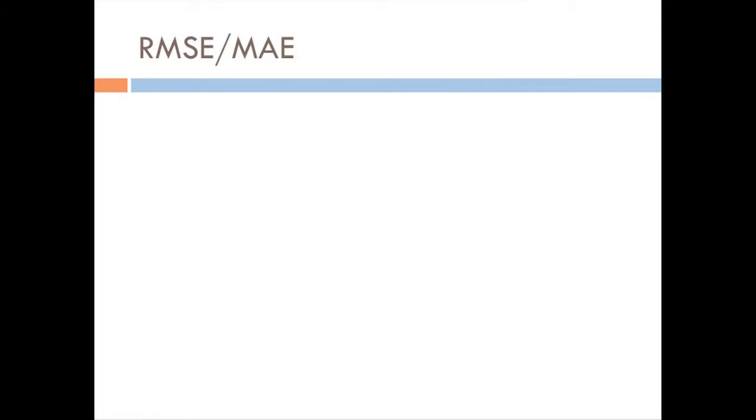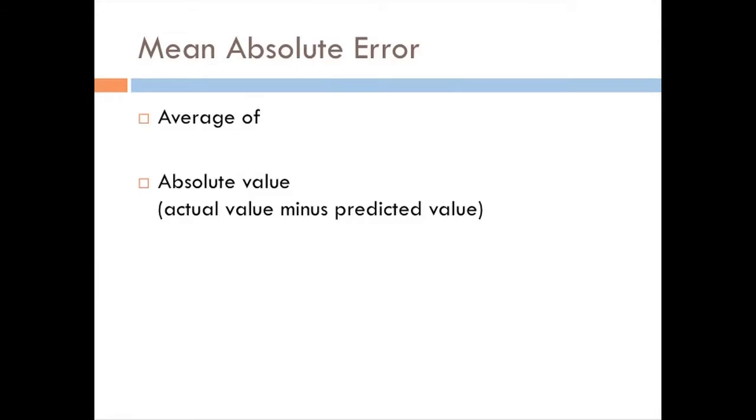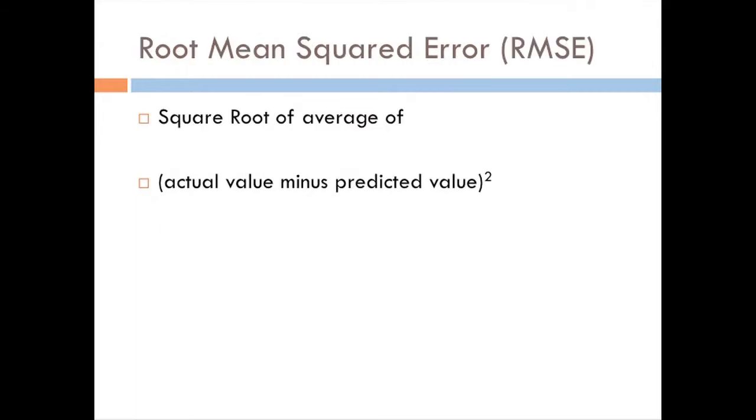Another pair of key metrics are RMSE, the root mean squared error, and MAE, the mean absolute error, sometimes also called the mean absolute deviation. The mean absolute error is simply the average of the absolute value of the actual value minus the predicted value. So in other words, for every data point, you take what the actual value was, and you find the difference between that and the predicted value. And it doesn't matter whether it's bigger or smaller, because you're taking the absolute value. Once you have the differences between each data point, actual value and its predicted value, then you take the average of those. The root mean squared error is very similar.